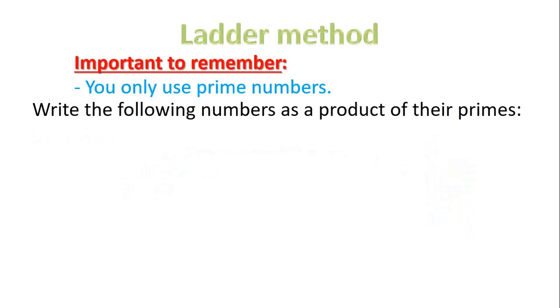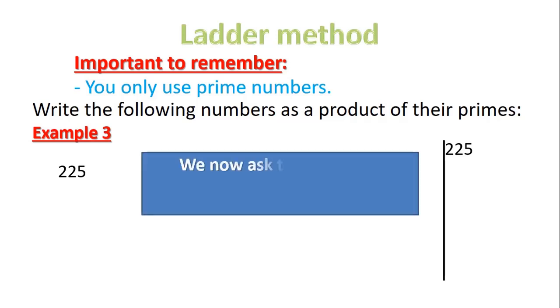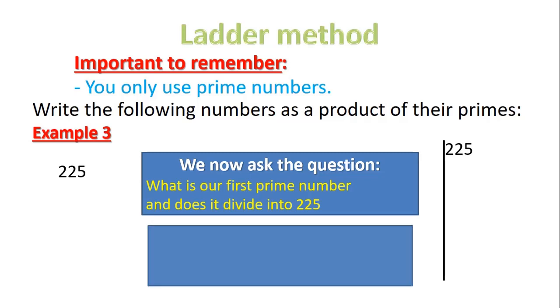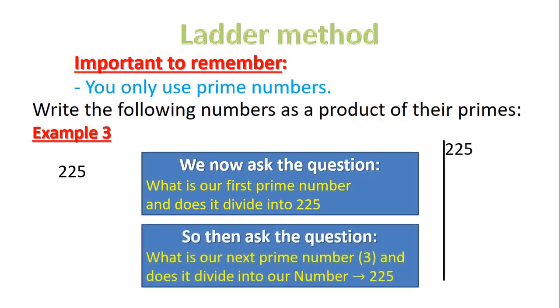Let's look at a third and final example. 225. We draw our line on the right hand side and we write our number 225, and we start our process. What is our first prime number, and does it divide into 225? Well, our first prime number is 2. Does 2 divide into 225? The answer is no.